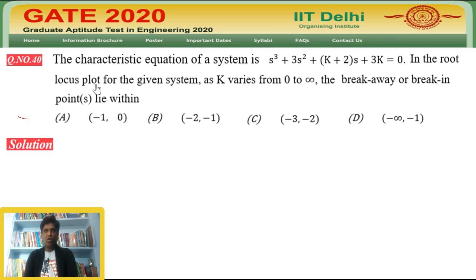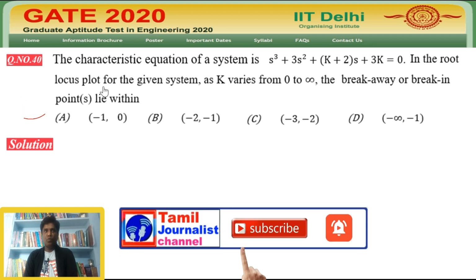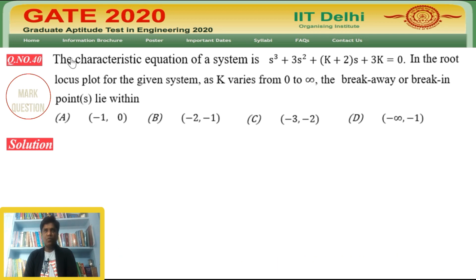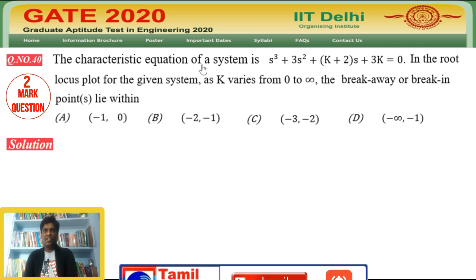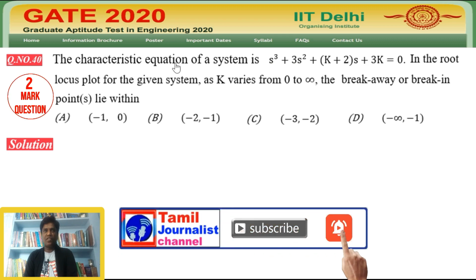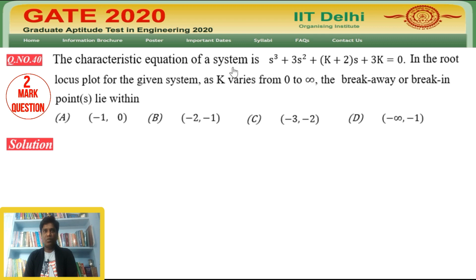Basically, a root locus problem can be solved by using the open loop transfer function of a system. But the given question is the characteristic equation of a system. So, here we want to convert the characteristic equation into the open loop transfer function of the system. First, convert the given characteristic equation into the general closed loop characteristic equation form.